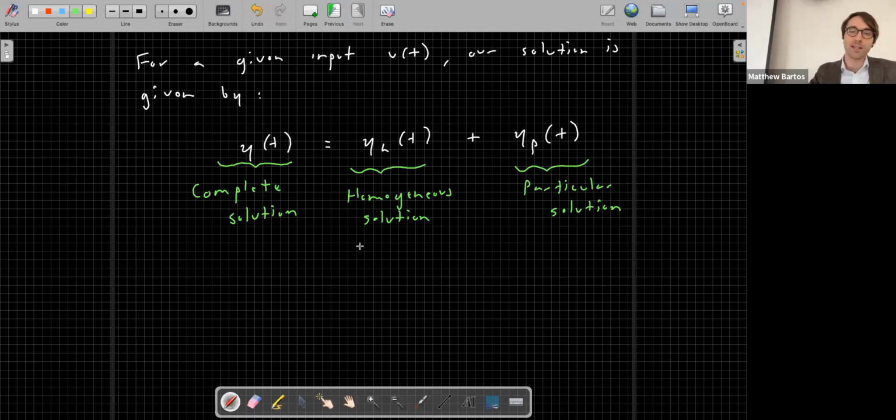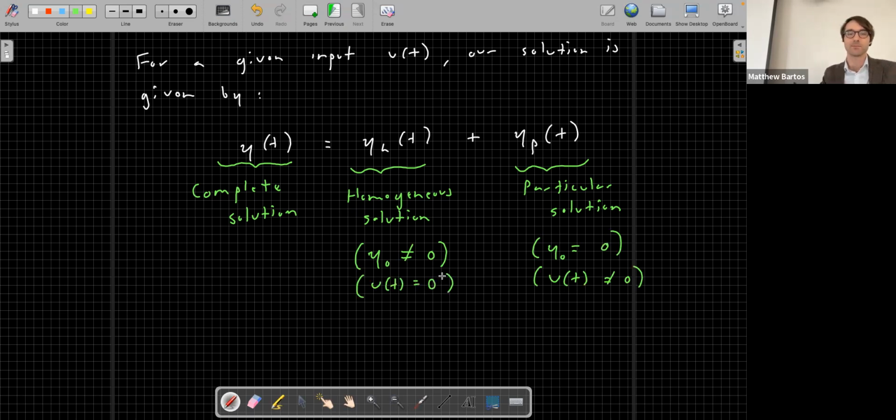Okay, so just to recap, this assumes y naught is not equal to 0. The particular solution assumes y naught equal to 0, but our input u(t) not equal to 0. Similarly, for the homogeneous solution, we assume u(t) equal to 0.